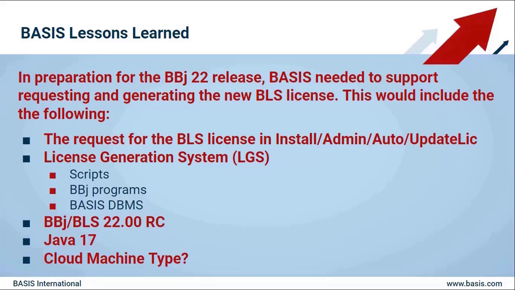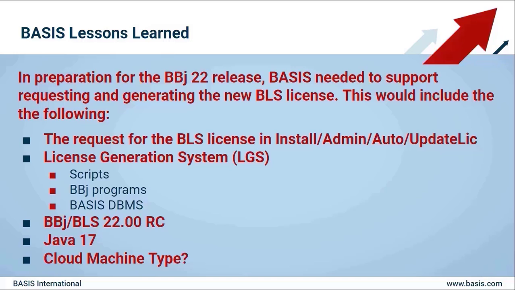Now we're going to talk about a case study for Basis. Well, a lesson that we learned just recently. I was the project manager for getting out the BBJ22 release, and as you have heard in other sessions, the BBJ22 release includes the BLS, or Basis License Service, which has a new license type. So in preparation for this release, we had to upgrade our production system to be able to generate these BLS licenses, which are new. We also had to change our request for these BLS licenses in the install, admin, auto, and when you use the update license verb.